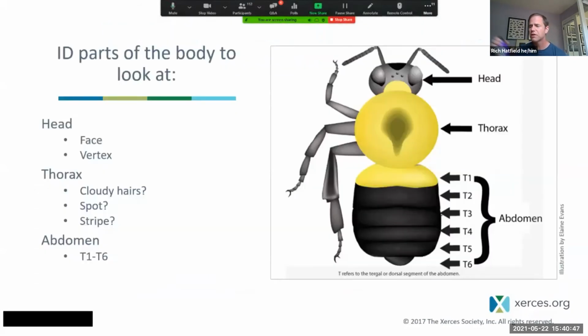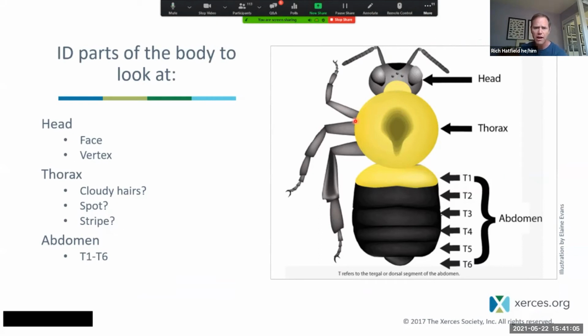And so then when we start looking at color patterns, as I've mentioned earlier, we're going to look at color patterns on different parts of the body. We're going to look at the face, sort of at and below the wings. And then we're also going to look at the vertex, or the top of the head, or you may hear me call it the hat of the bumblebee.